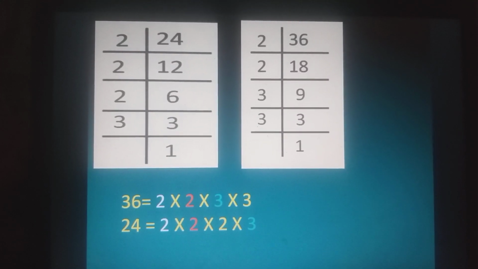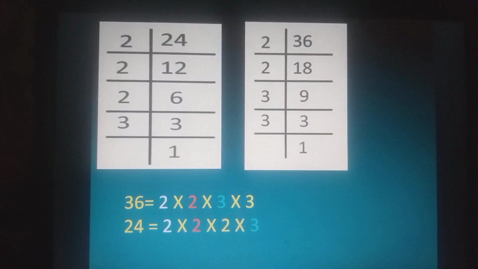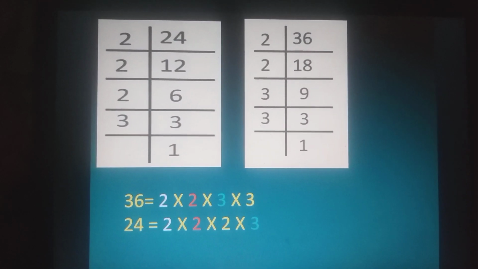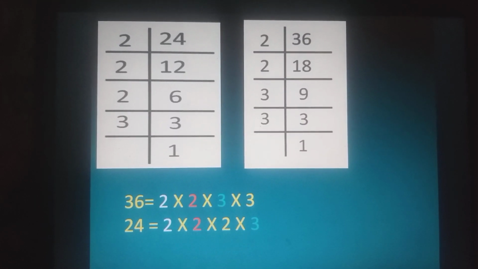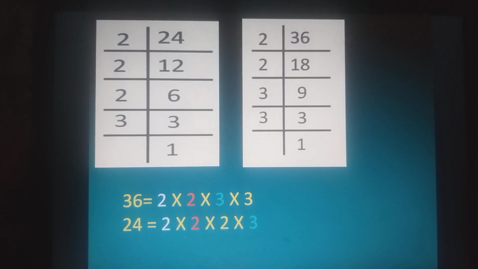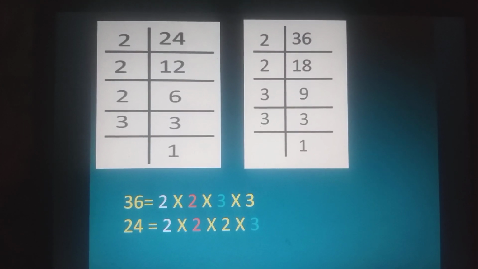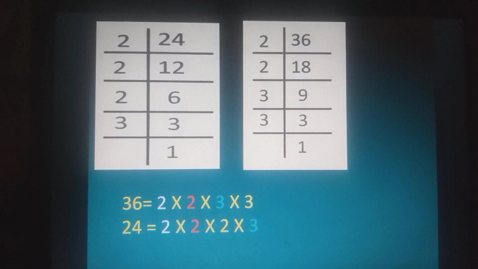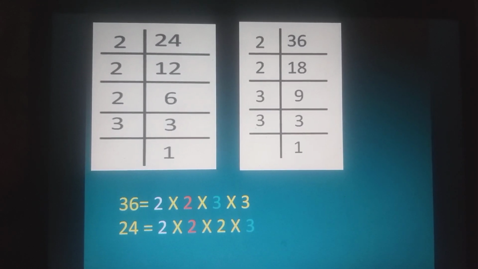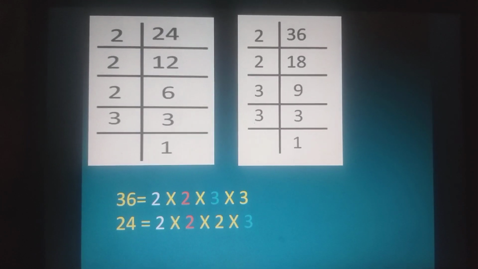Let us calculate factors for number 36. 36 divided by 2 gives you 18. 18 divided by 2 gives you 9. 9 divided by 3 gives you 3. And 3 again divided by 3 gives you 1. We write down all the numbers which are on the left hand side of 24 and 36.